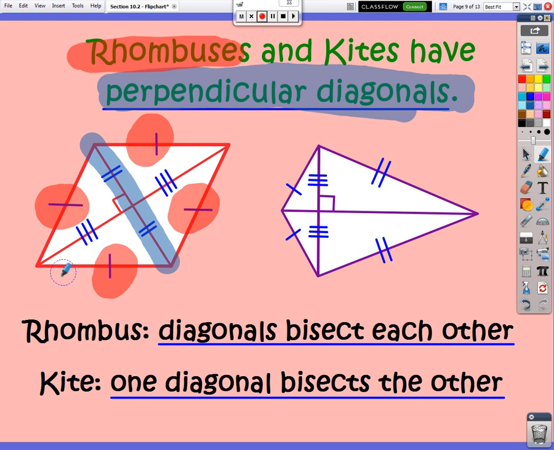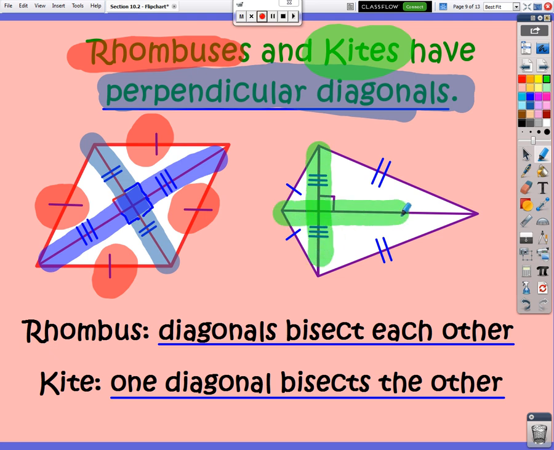And so if I look at the other diagonal that's right here, then what I'm saying is that these two pieces are perpendicular, which means they create 90-degree angles. So notice I already had one 90-degree angle drawn in here, but technically there are three other 90-degree angles you could draw in. Now, not only do rhombuses have perpendicular diagonals, but so do kites. And so here's one diagonal of the kite, and here's the other diagonal of the kite. And again, notice there's one 90-degree angle drawn in, but you can draw in three more 90-degree angles if you like.